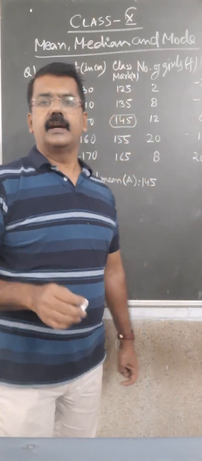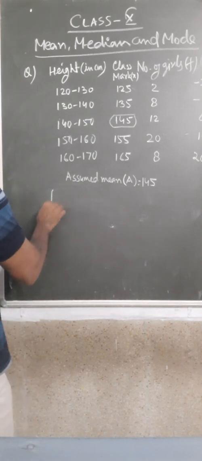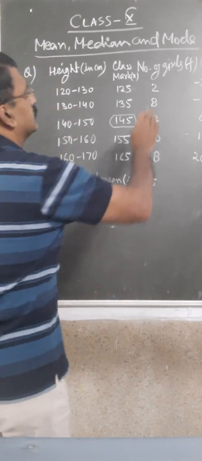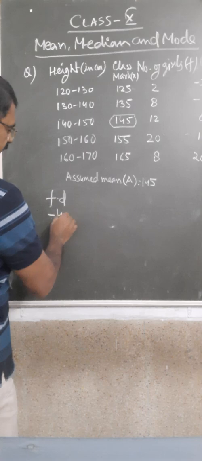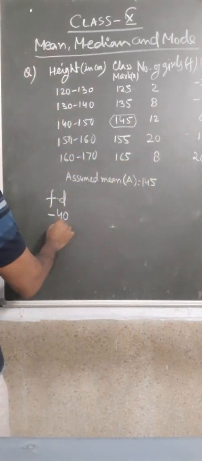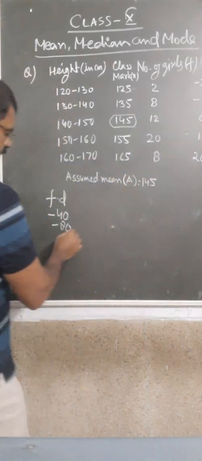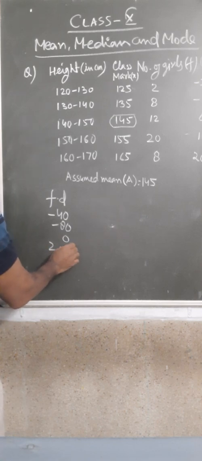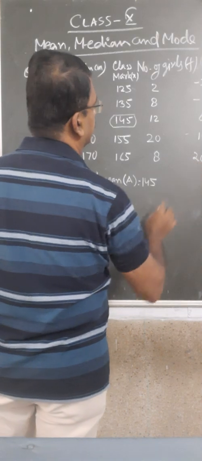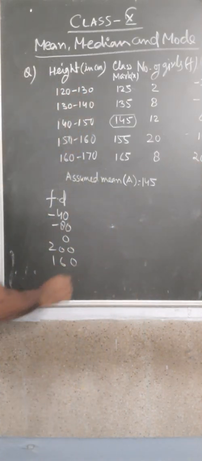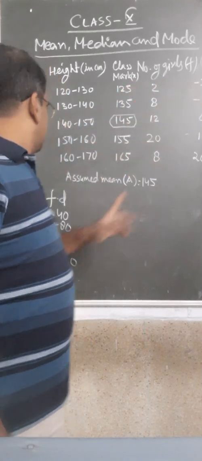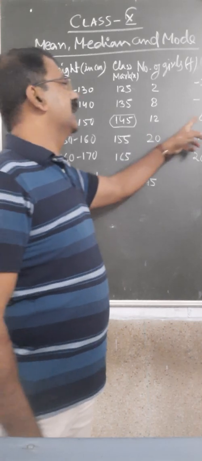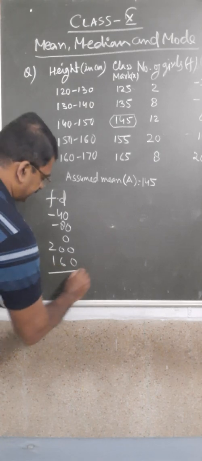Okay, when we subtract. Now we have to make a table F into D, that is deviation multiplied by the corresponding frequency. So 2 into minus 20 will be minus 40, 8 into minus 10, that is minus 80, then 12 into 0, that is 0, then 20 into 10, that is 200, and 8 into 20, that is 160. Now you have to find sigma FD.